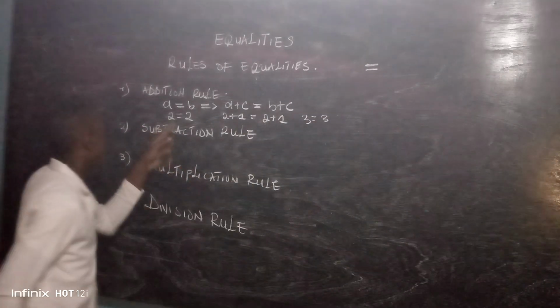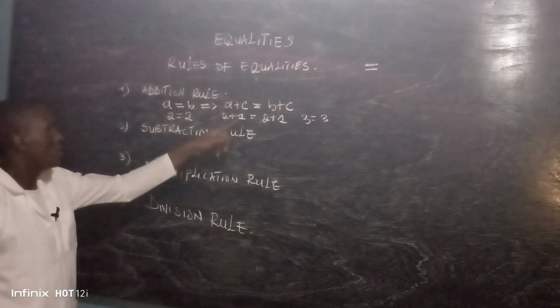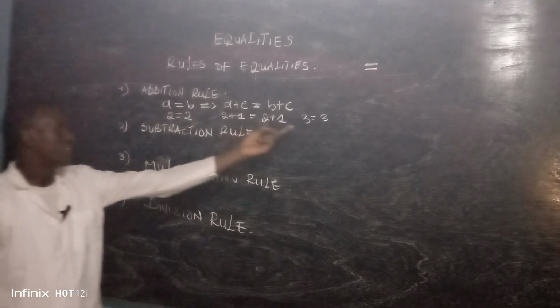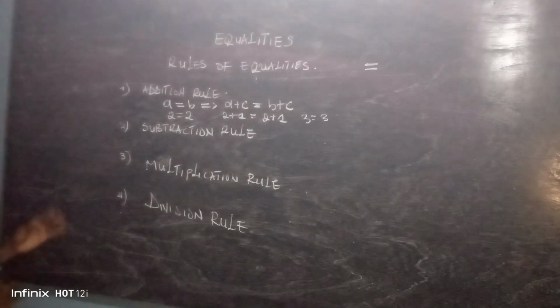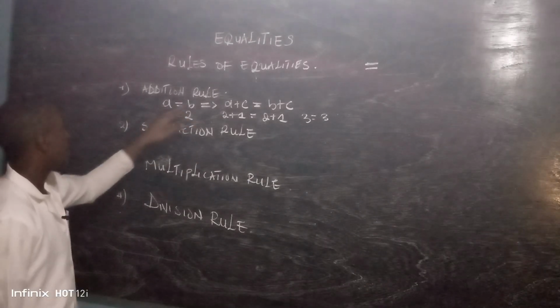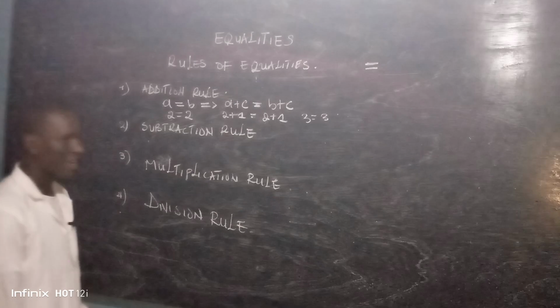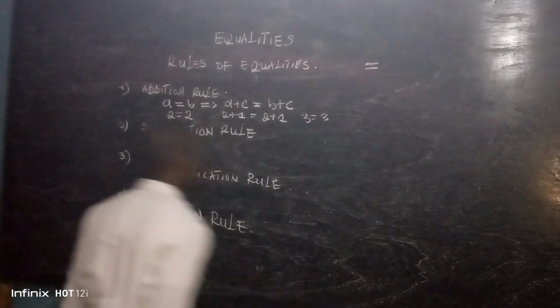So you see that I have added 1 on both sides of the equation for 2 equals 2. It leaves that equation unchanged, so it remains an equality. The equal to sign is not affected. Now, that is basically what the addition rule is talking about.